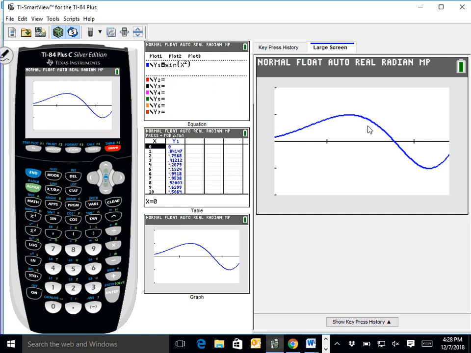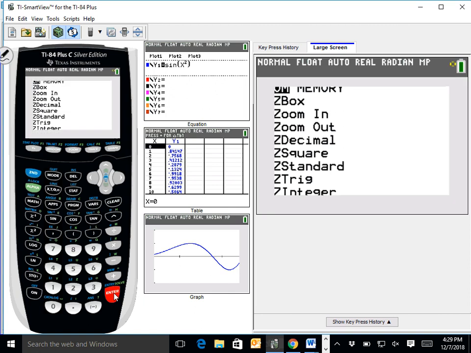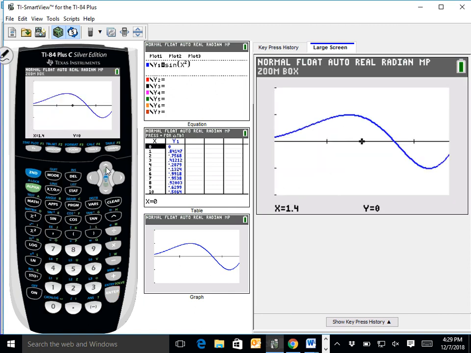So I'm going to use what's called the zoom box feature to zoom in on this area. Again, this part of the graph looks very curvy, but if I zoom in on an area, we'll see what it starts to look more and more like. If you are curious how to do the zoom box, if you hit zoom, it's option number 1. I don't use it very often, but it's a cool function. When you hit zoom box, you can move your cursor around and create a box that you want to be zoomed in on. So I'm going to zoom in on that function we were looking at.